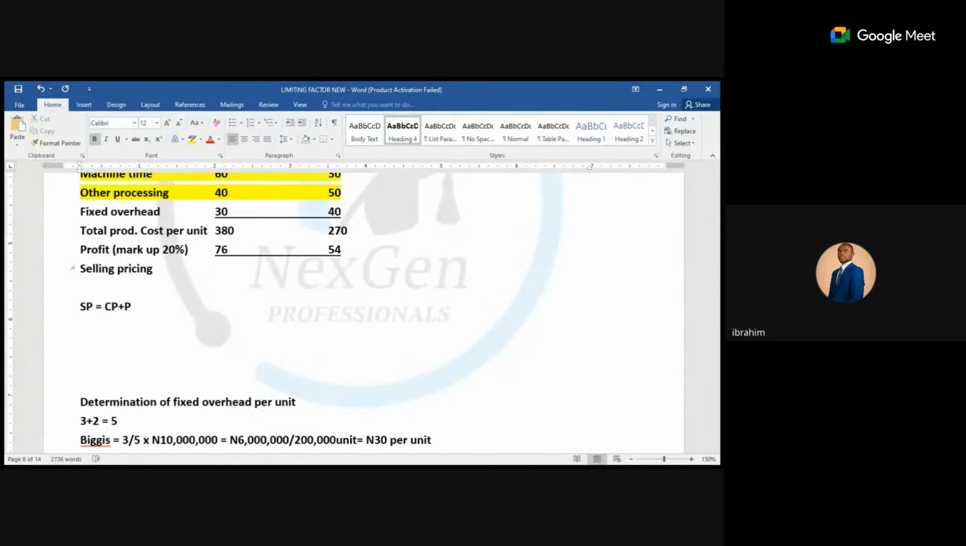What do we have? Addition of the two. 456. What do we have here? 324. Sorry, it is addition. 456, and here 324.